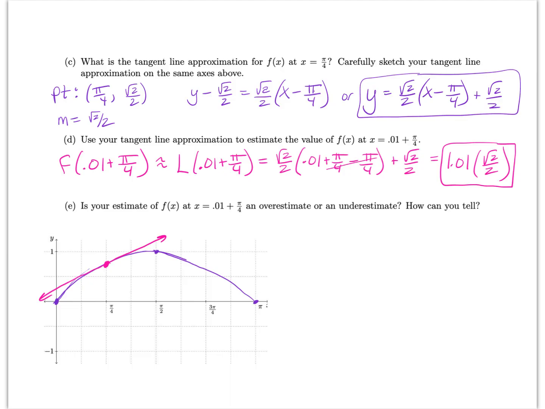And is our estimate an overestimate or underestimate? Well, based on my graph, the pink line I drew is above the purple curve. So this is an overestimate.